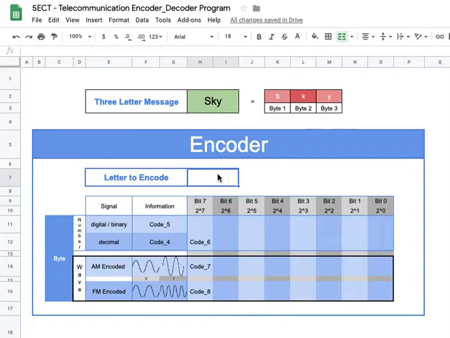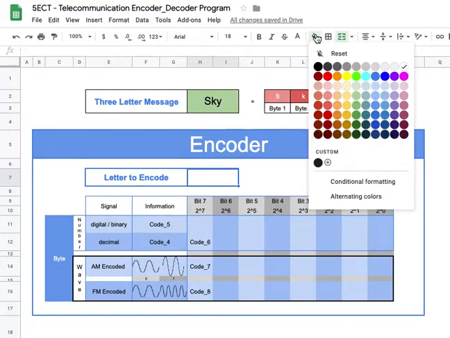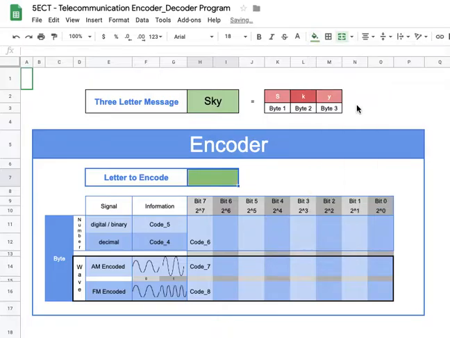So I'm in H7. And again, the user is going to have to input this. And so I'm going to go down to a little darker shade of green, light green 1, because they have to do one letter at a time. And again, if you don't like that, you can automate this, and that's an extension challenge for anyone that wants it. Okay, so let's do it. Let's keep with our example. Sky, the first letter is capital S, so I'm going to put a capital S in my letter to encode.